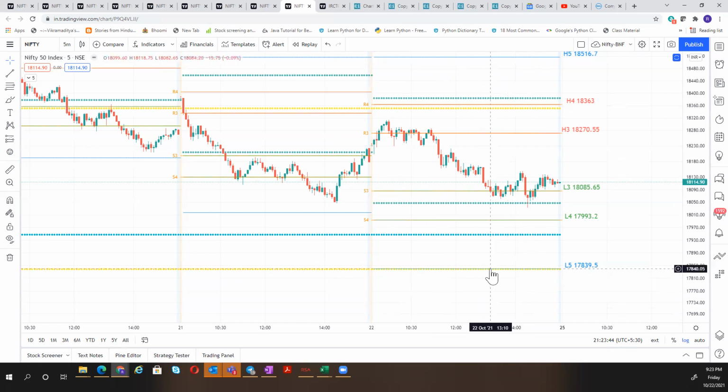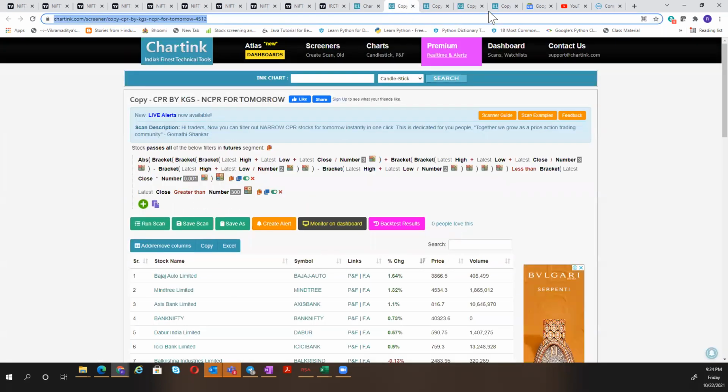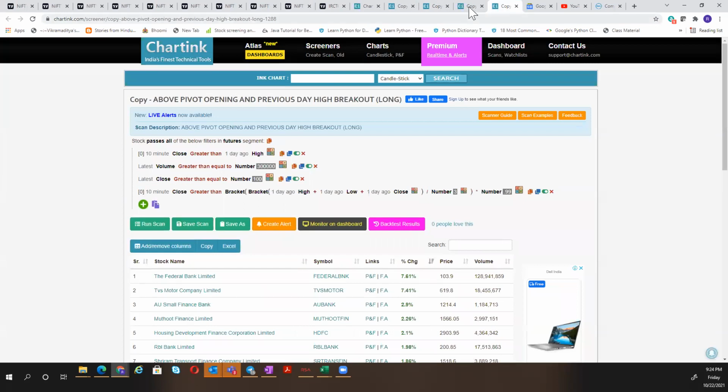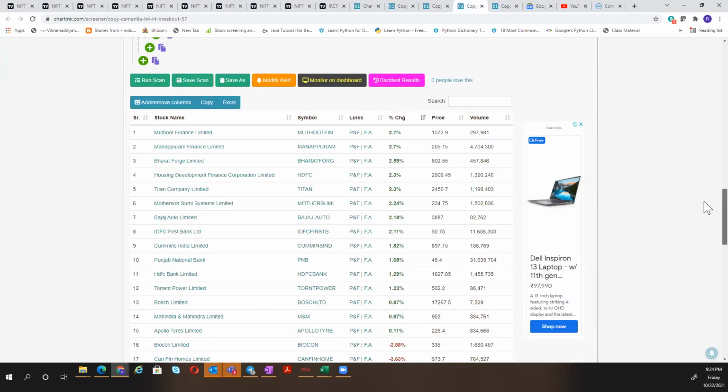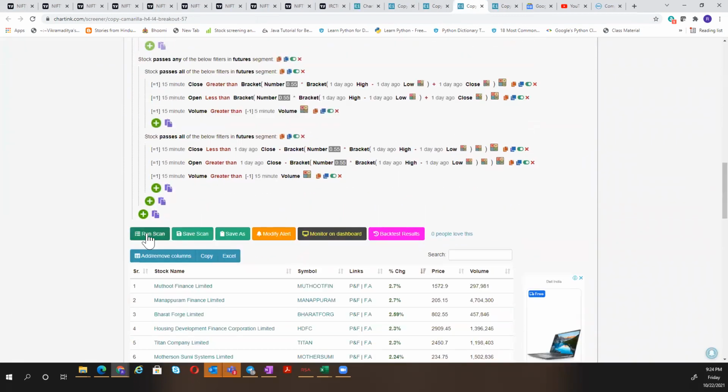Now here, when it comes to this level, you will watch whether the price reacts here. If it is the last point, obviously price might react here and try to take support. But the catch here is that your breakout trend will be S4 and R4. I'll show you. All right, see here. This is the scanner, Camarilla H4 L4 breakout. Before I go any further, I just want to show you this.